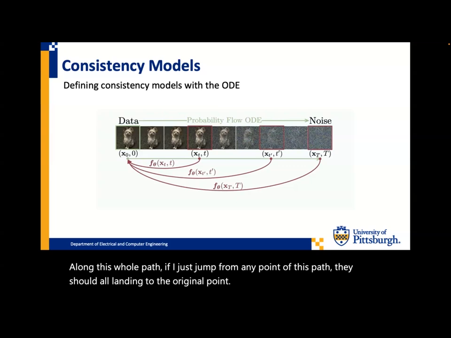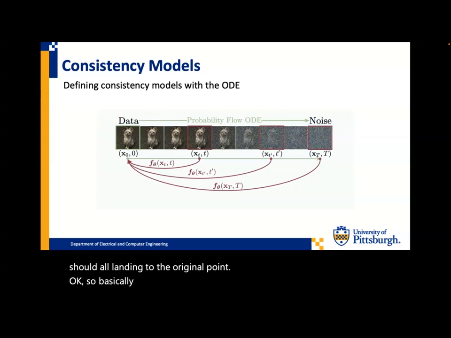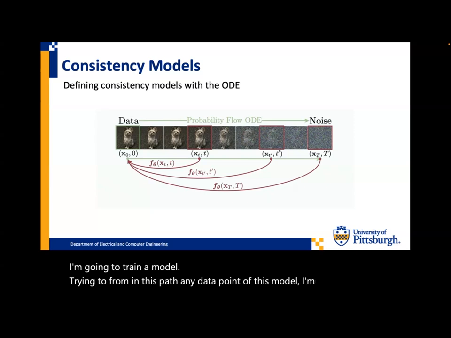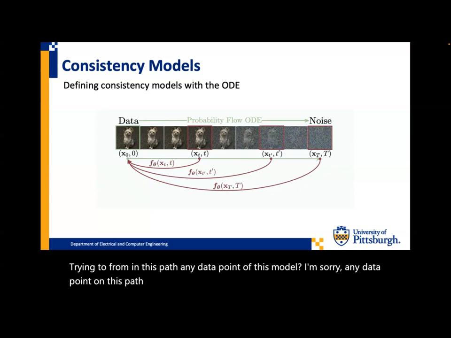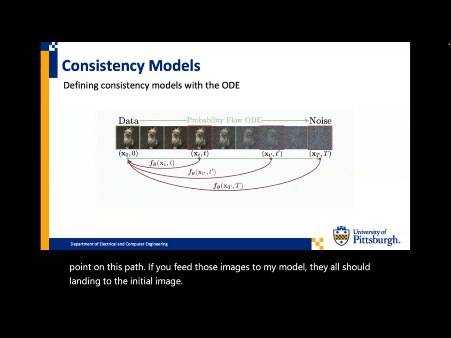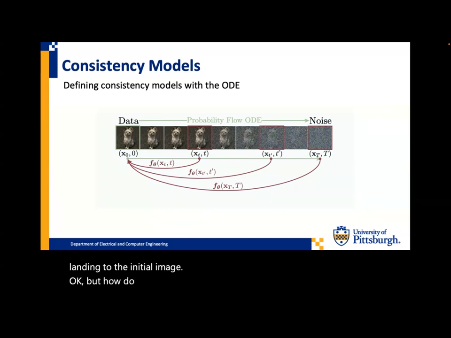Okay, so basically the idea is that I'm going to train a model such that any data point on this path, if you feed those images to my model, they all should land on the initial image. But how do I train this model? How do I make sure everyone is landing on the original image?